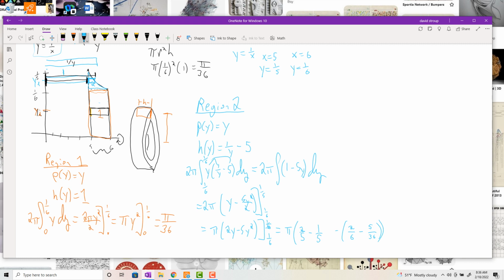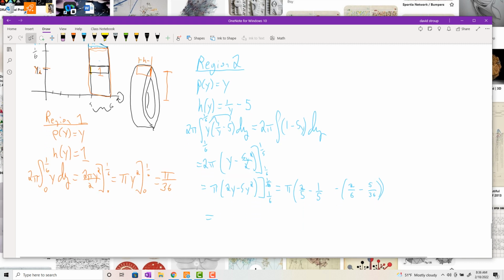It's a little bit of arithmetic now. So that will be 2/5 minus 1/5 is 1/5. And then minus, let's find a common denominator here, so 6 top and bottom, so I have 12 over 36 plus 5 over 36. That'll be 1/5 minus 7 over 36. Ugh, what an annoyance, huh? Let's see if there's anything I could do to alleviate the pain of what's coming. I think we're kind of stuck with this. I'm hoping I made a mistake or something, but I don't know.